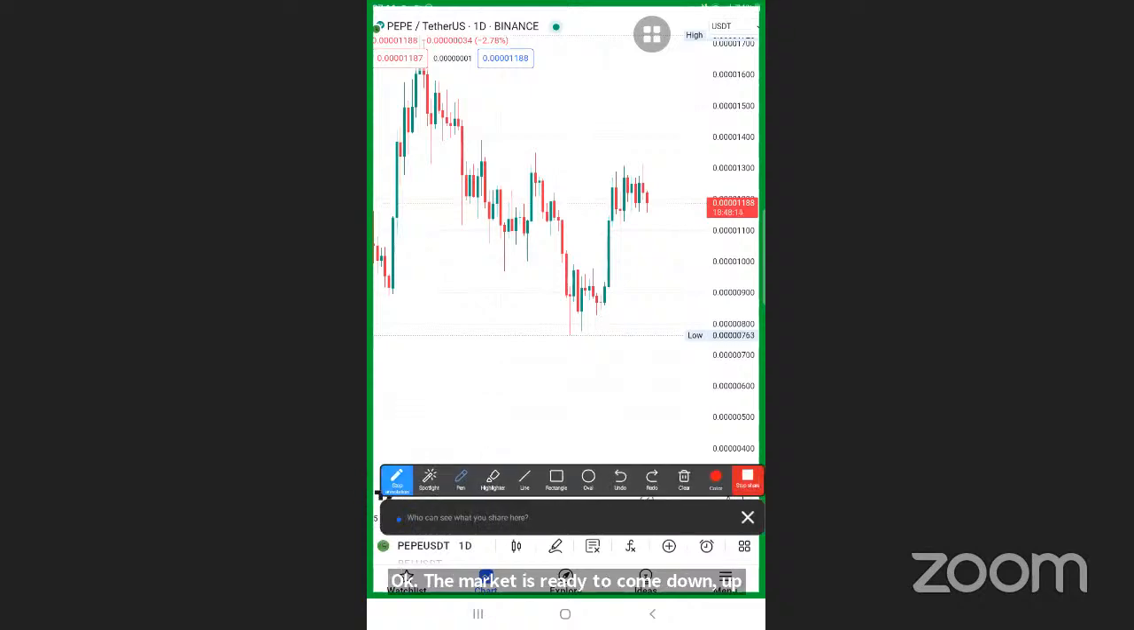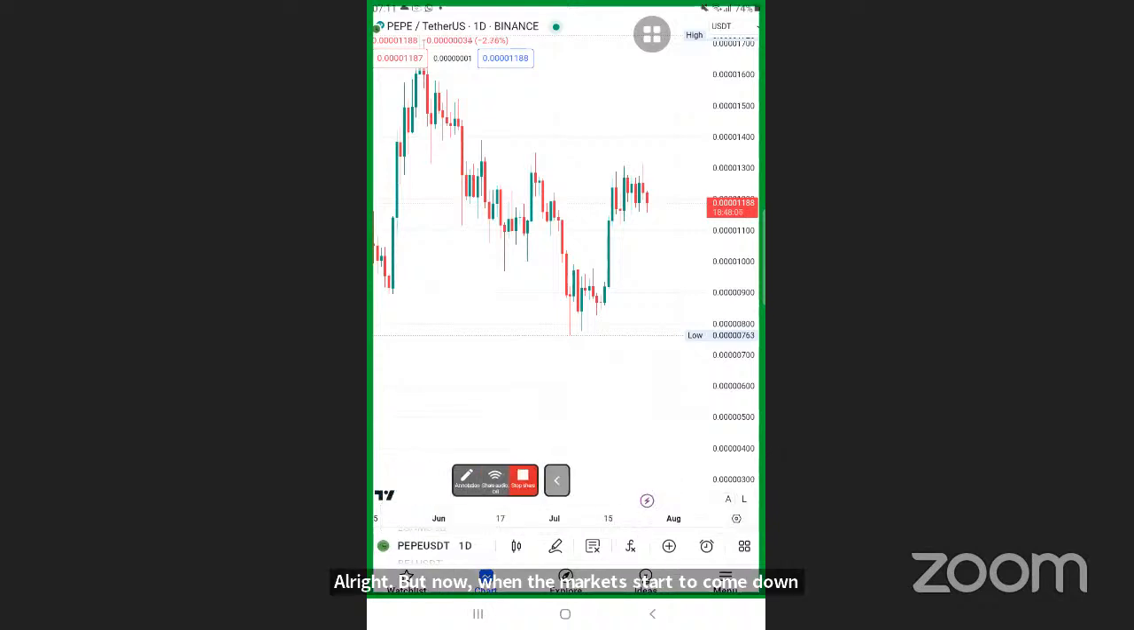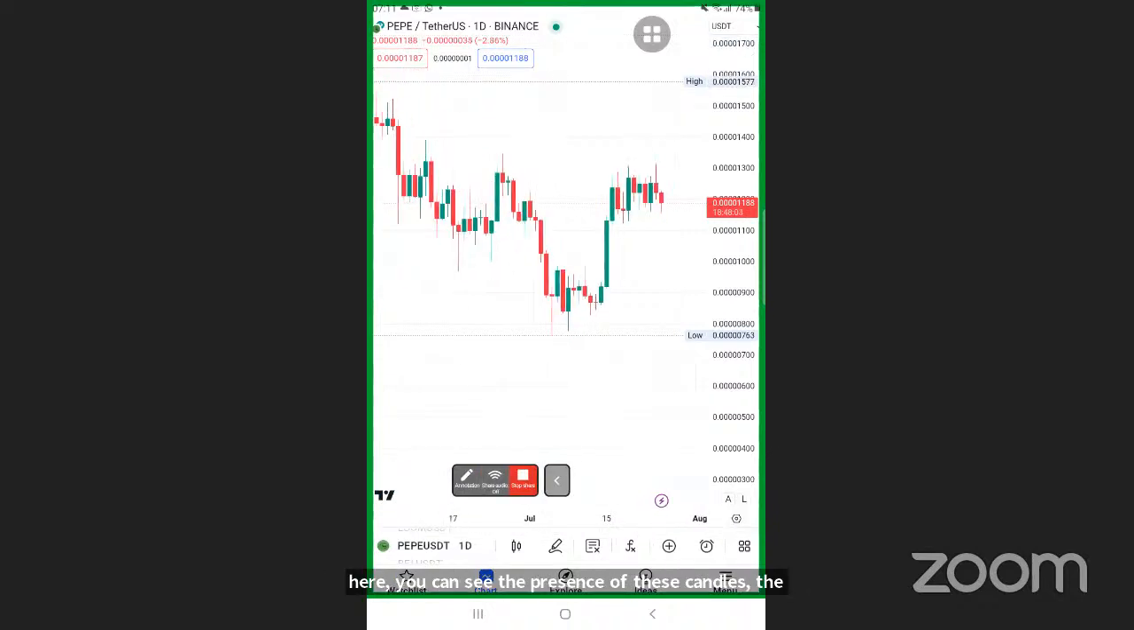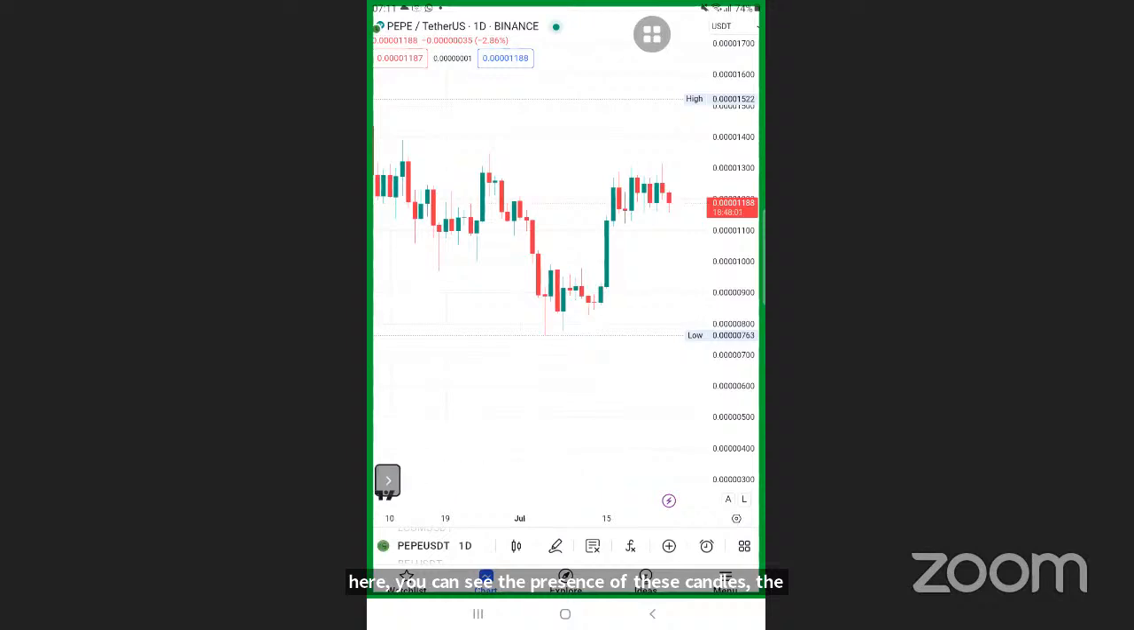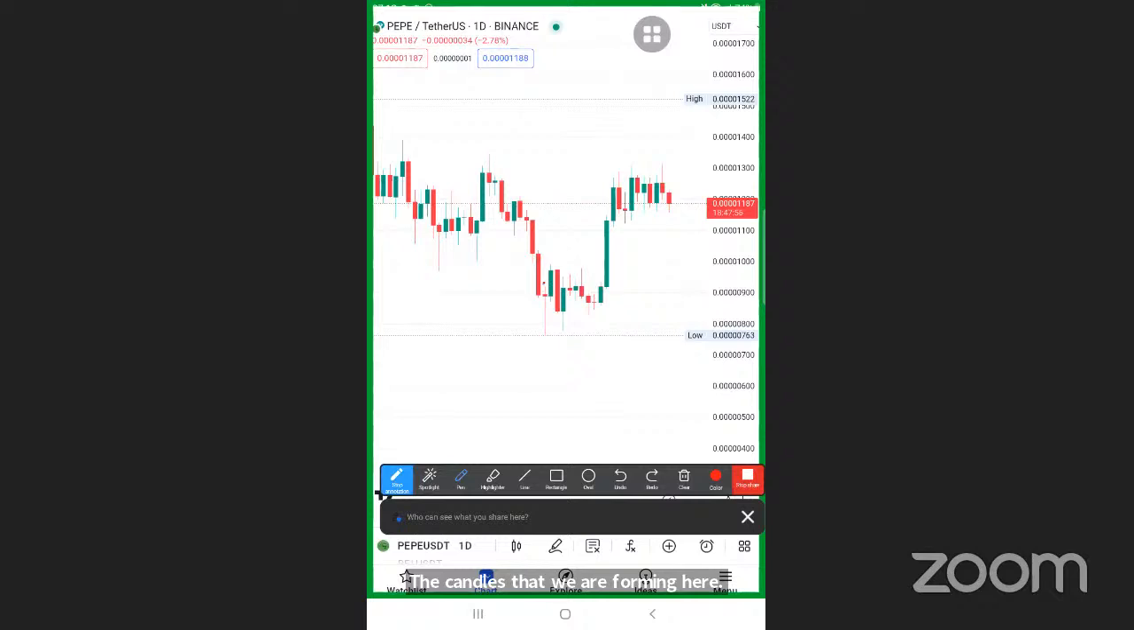You can see here, the market came down here. But now when the market started to come down here, you can see the presence of these candles, the candles that were forming here. Can you see after the presence of this candle, there was a consolidation happening here before the market showed which direction it is taking. But all this started with the presence of this candle.